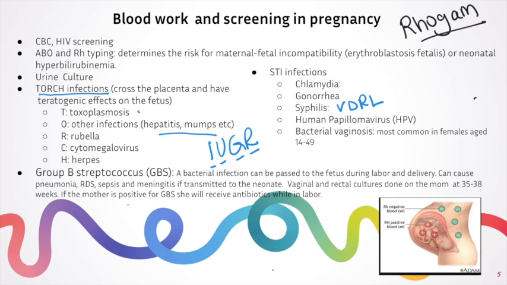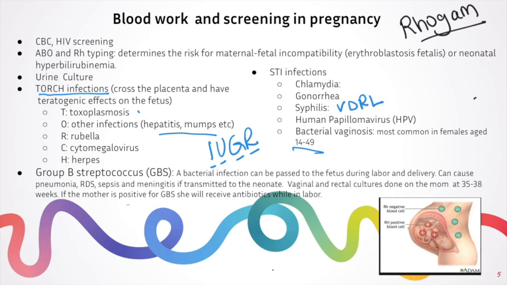It is recommended that between the ages of 11 and 12 years old, young people get their HPV vaccine to prevent certain cancers that come with this. And finally, bacterial vaginosis. It's the most common vaginal infection in women ages 14 to 49. It is not always related to sexual activity, but it can be associated with preterm labor.